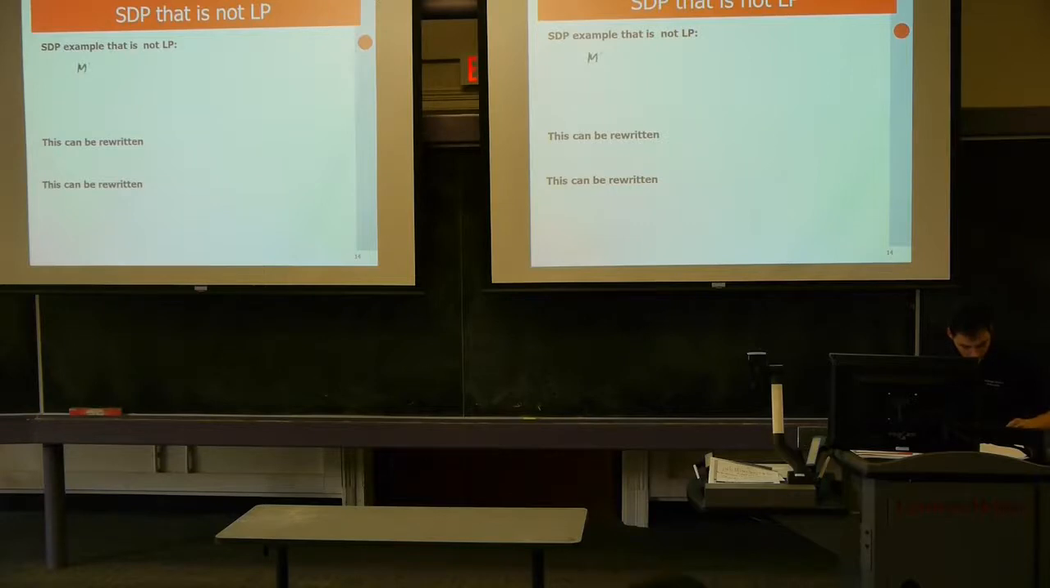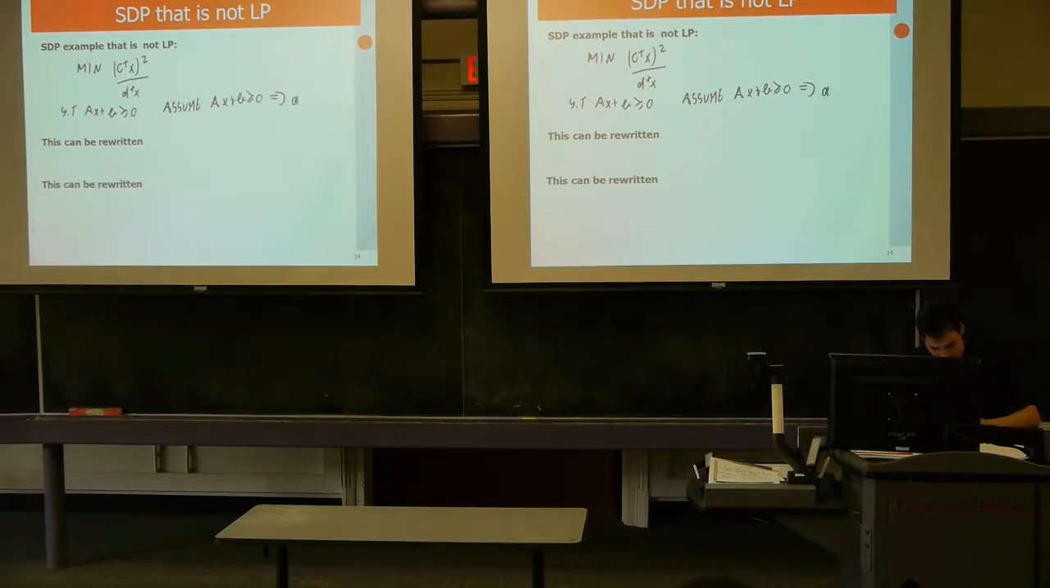Very good. So you can prove that if you consider this problem, minimize (c transpose x) squared over d transpose x subject to Ax plus b is non-negative, and let's assume that if Ax plus b is non-negative, then d transpose x is bigger than 0. It means that when x is feasible, we don't divide by 0 here; we divide by a positive number. It's easy to see that this is not an LP, right? This is not a linear problem. What we want to show now is that this is an SDP.